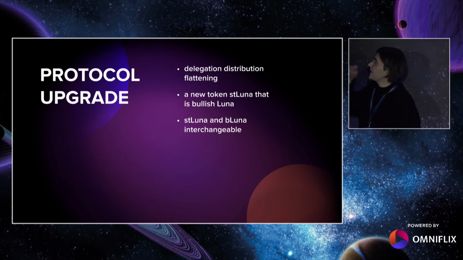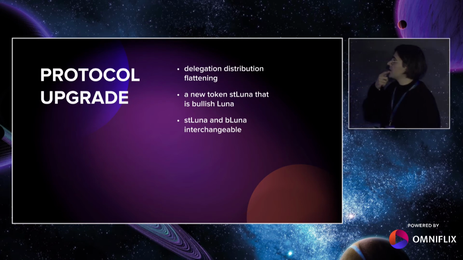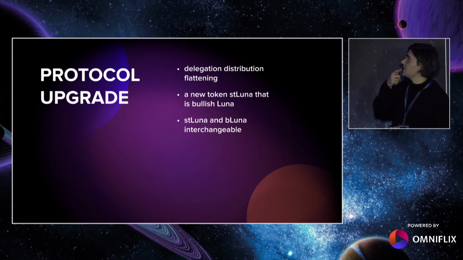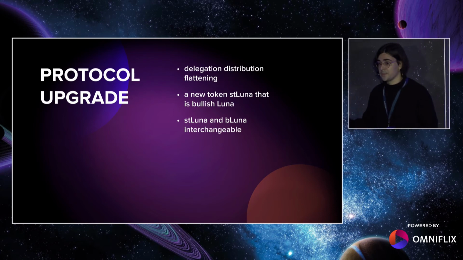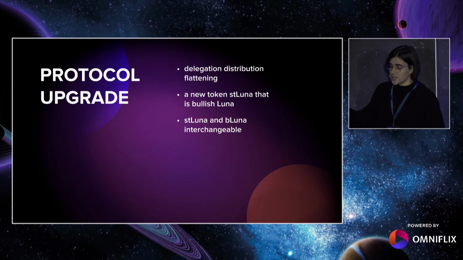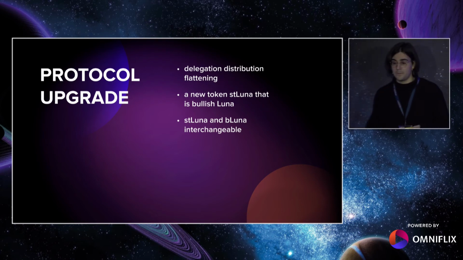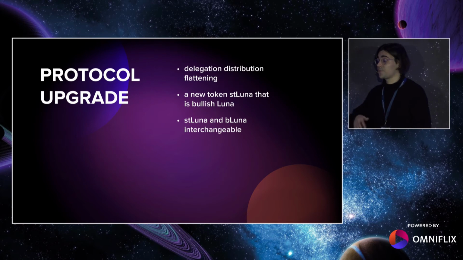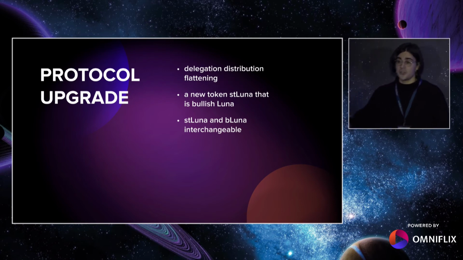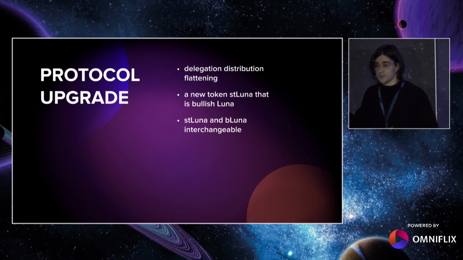The second thing that we try to fix with the STLUNA update is the delegation distribution imbalance. In STLUNA, you cannot manually pick a validator to delegate to. Instead, the protocol picks a validator automatically for you from a set of approved validators, and we try to pick the validators that currently have the least amount of delegations to sort of even things out.